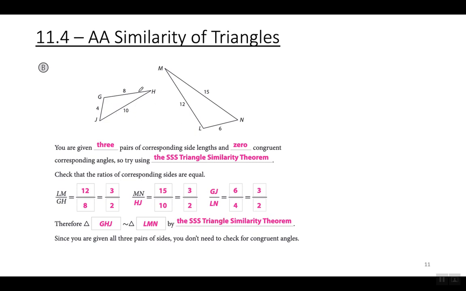Okay, there's no information about any angles. But basically, when you compare, you are given 3 pairs of corresponding side lengths and 0 congruent corresponding angles. So try using the side triangle similarity theorem. When they compared the corresponding sides, they got 3 over 2 for all of them. So the ratio is the same when you compare all the corresponding sides. So therefore, the sides are proportional. That means the two triangles are similar by the SSS triangle similarity theorem.